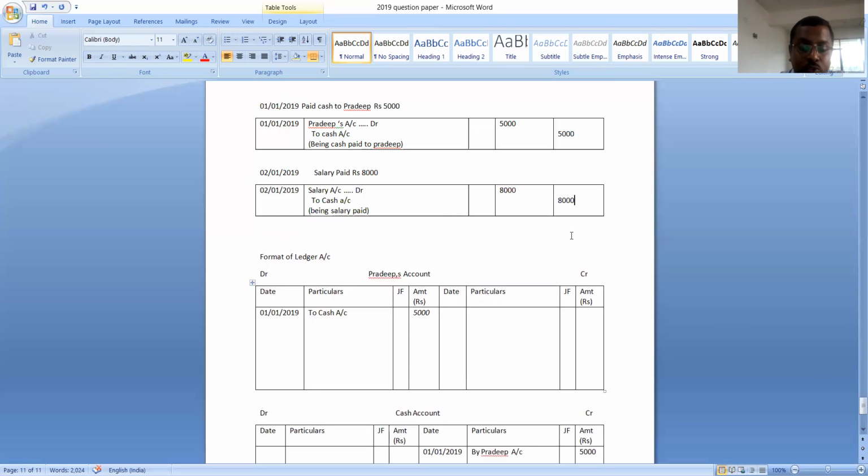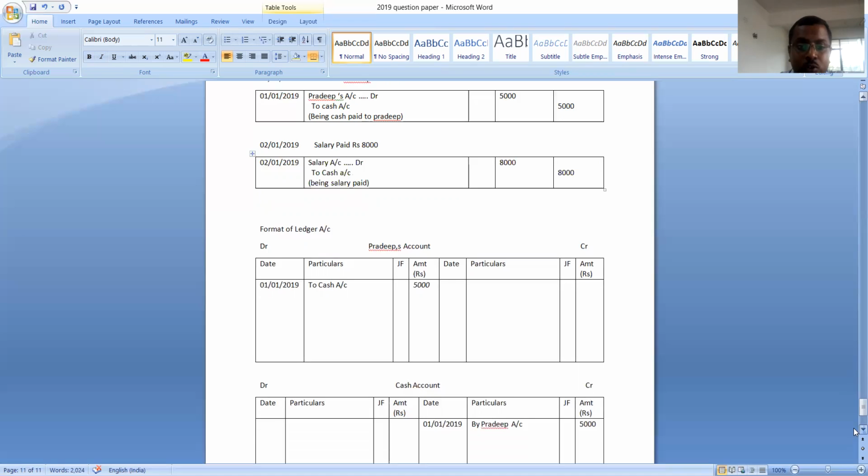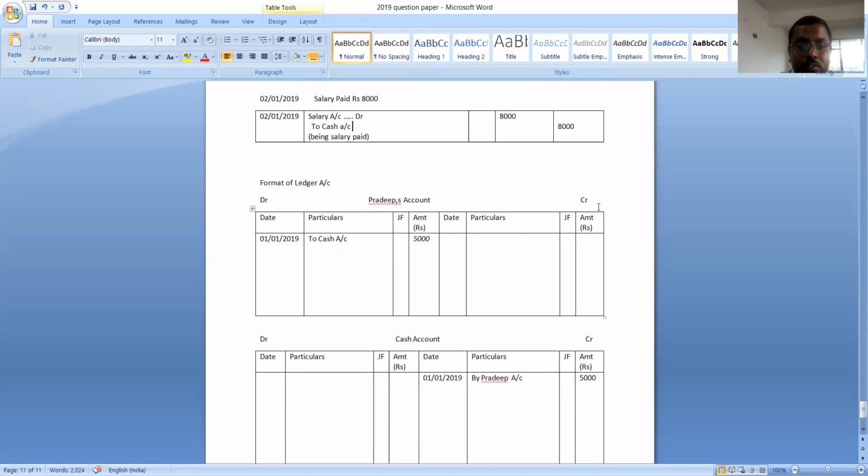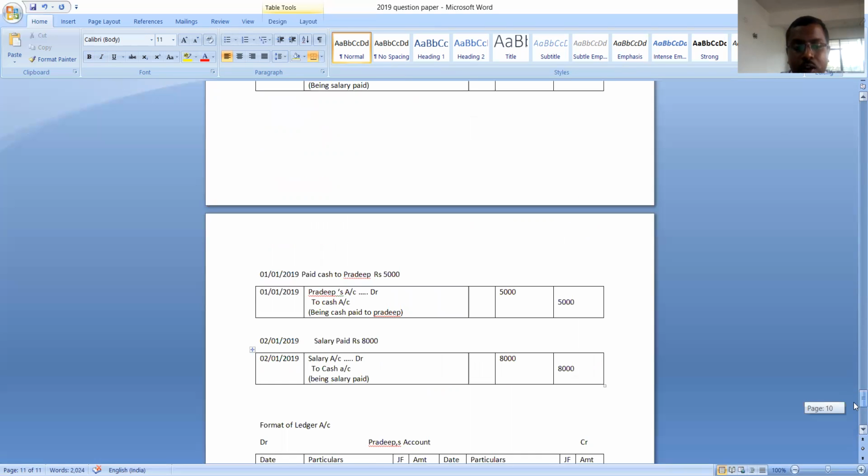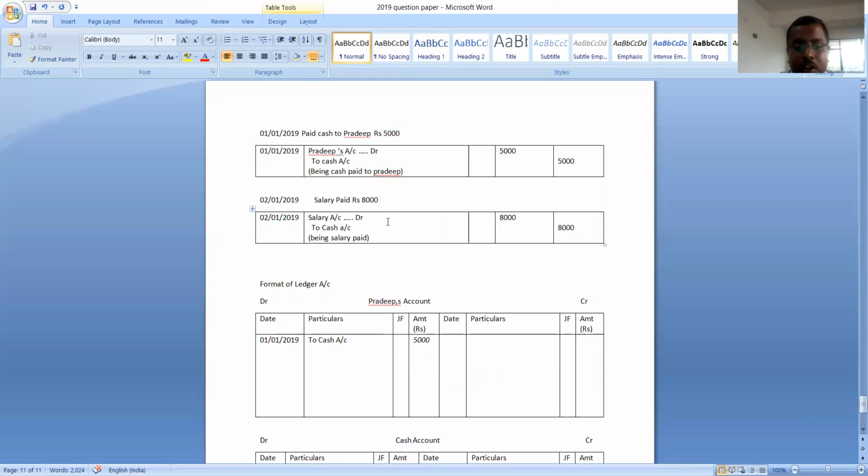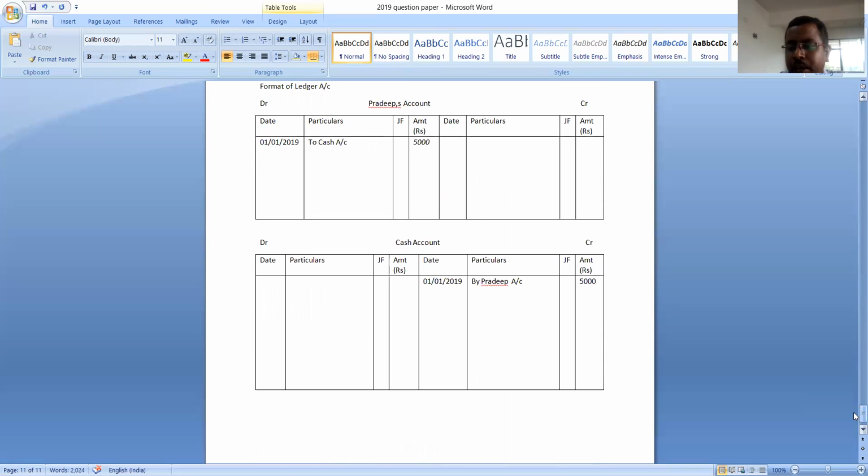See here. First, you should see which accounts are there. One is the salary account and another is the cash account. In the ledger book, we should see whether these two accounts are there or not. Otherwise, we should create them. In the first transaction, the two accounts were Pradeep's account and the cash account. Here the two accounts are the salary account and the cash account. We already have the cash account, so no need to prepare it once again. Understood? So which account do we need to prepare? Just the salary account.